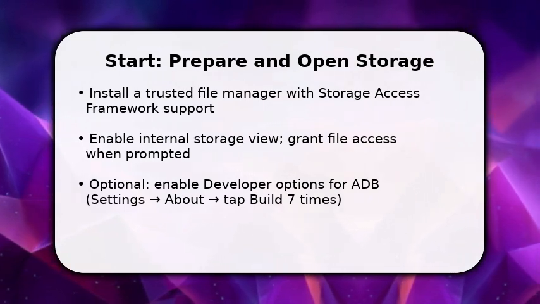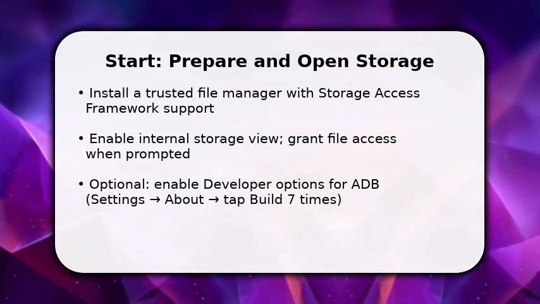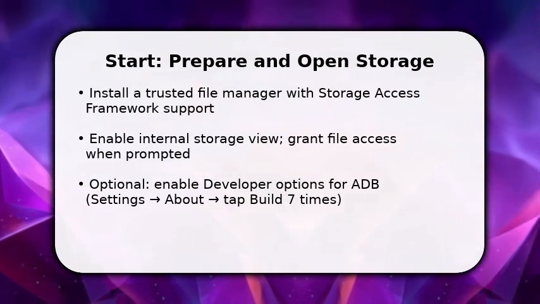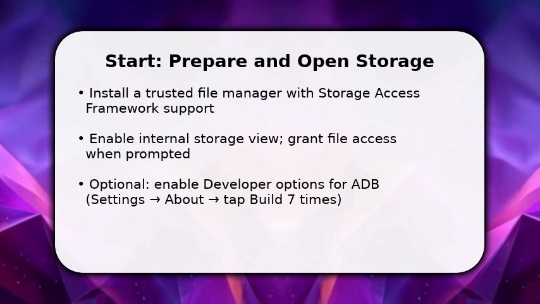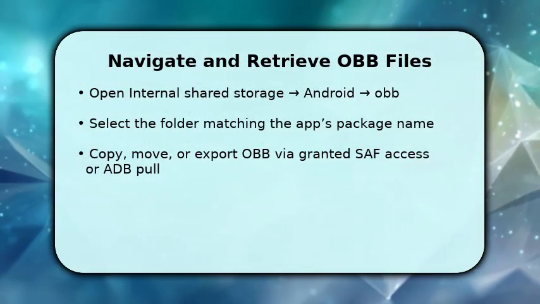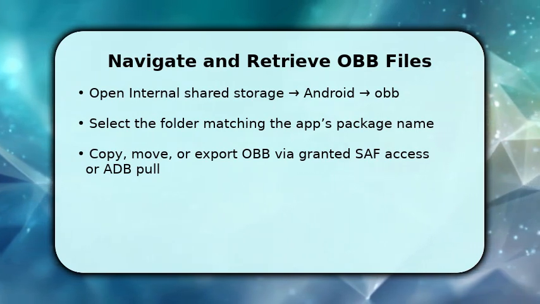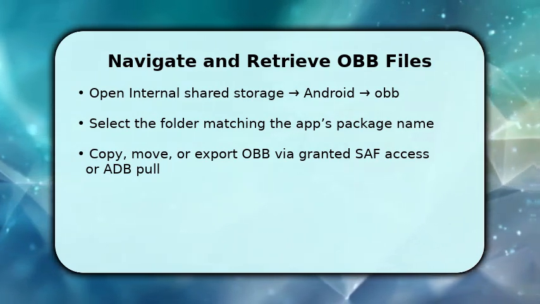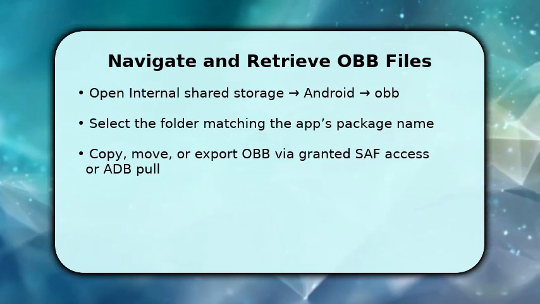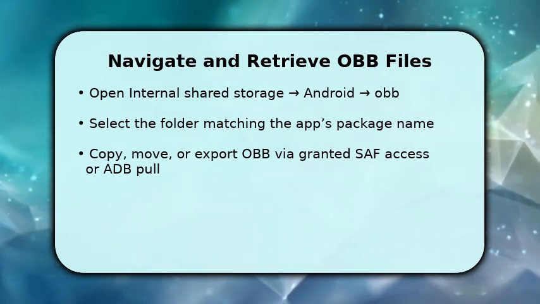This gets you to the internal storage view, where the Android directory and the OBB folder live. You now navigate and retrieve the OBB content. In your file manager, go to Internal Shared Storage, open the Android folder, then tap OBB, look for the folder named after the app's package. Once inside, you can copy or move the OBB files using the app's copy or export functions.